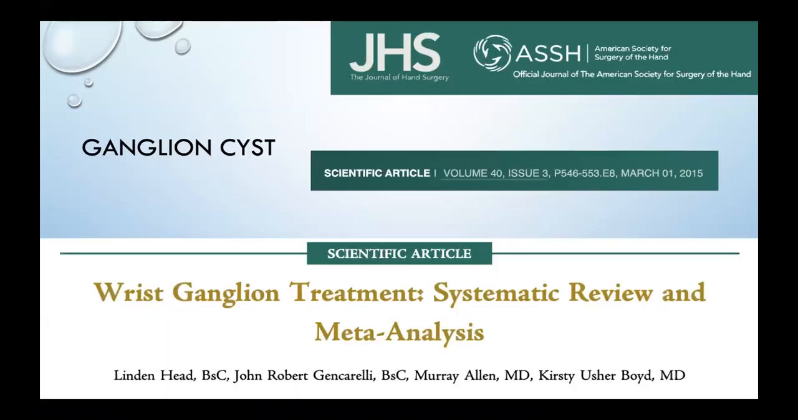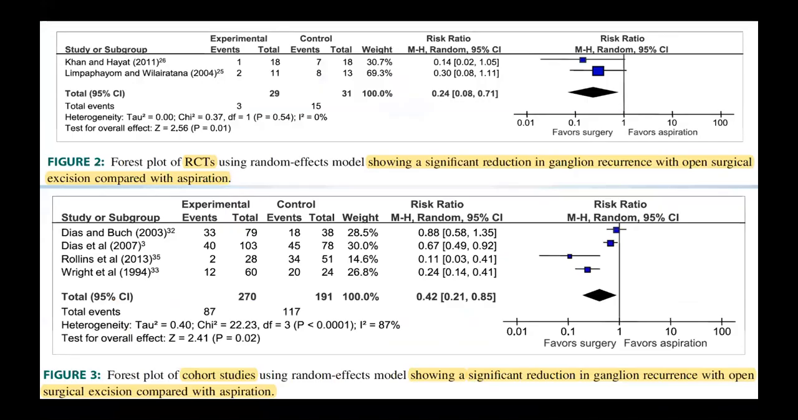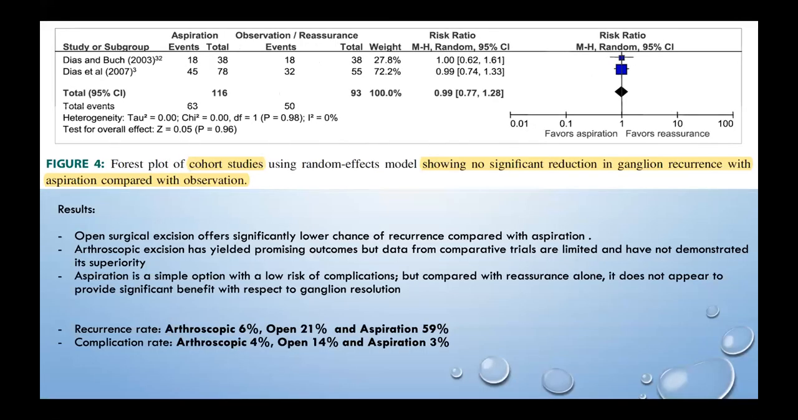So this is an updated evidence with a systematic review and meta-analysis in 2015 in the Journal of Hand Surgery by Dr. Head from Canada, which includes 2 randomized controlled trials and 4 cohort studies. And here you can see the forest plot for both RCTs and cohort studies showing the significant reduction in recurrence with surgery compared to aspiration. So their results showed that open excision offers a lower chance of recurrence compared to aspiration.